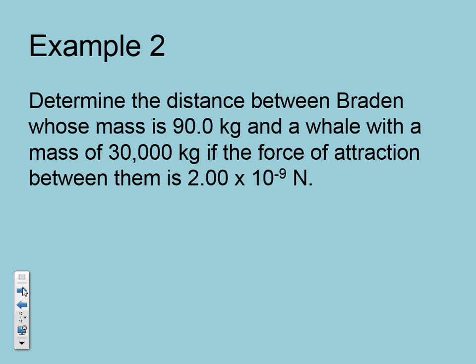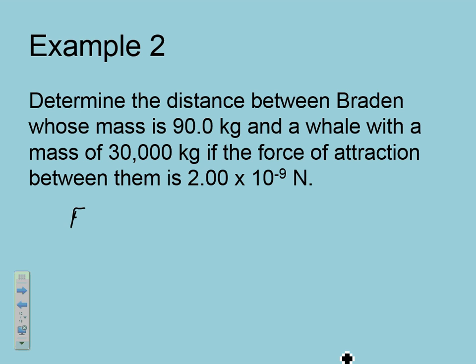My second example, determine the distance between Braden, whose mass is 90 kilograms, and a whale with a mass of 30,000 kilograms if the force of attraction between them is 2 times 10 to the negative 9th newtons. So notice this gravitational force, very, very weak, always a small exponent. So on this one, we're trying to find the distance between them. So I want to rearrange the equation before I start.